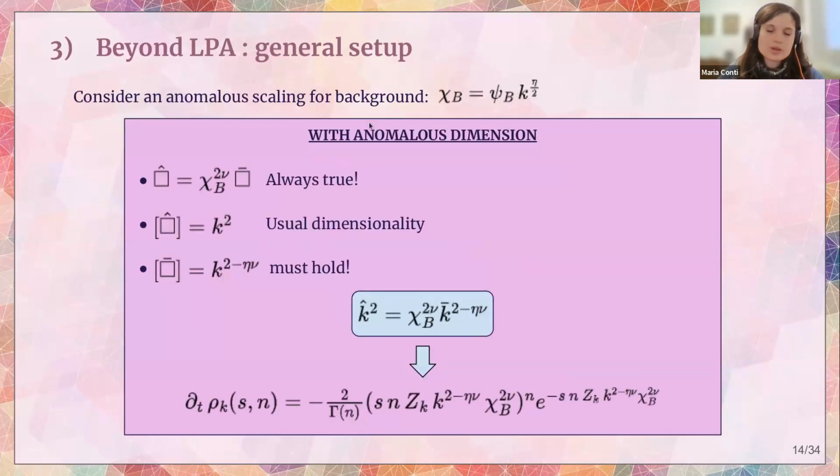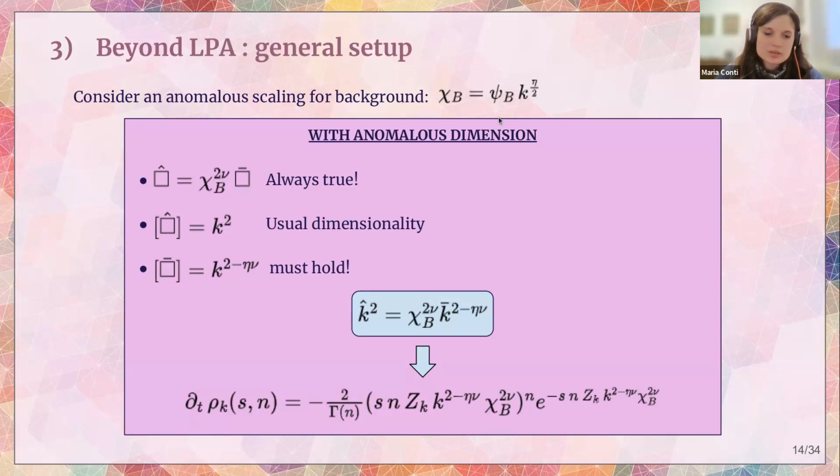But for us, we do something different. We finally insert this anomalous dimension. And this we do by considering an anomalous scaling for the background. So in general, usually this field here, the chi b, should be dimensionless. But we do something different and suppose it actually scales due to the anomalous dimension. So we define it as such.